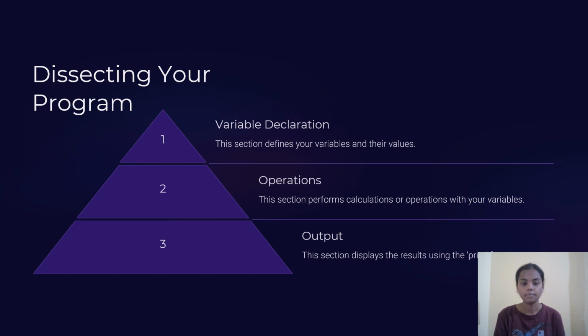Dissecting your program. Variable declaration: this section defines your variables and their values. Operations: this section performs calculations or operations with your variables. Output: this section displays the result using print as an output.